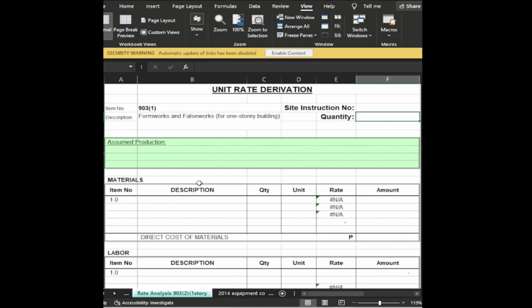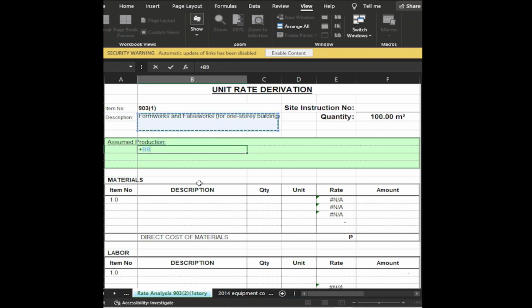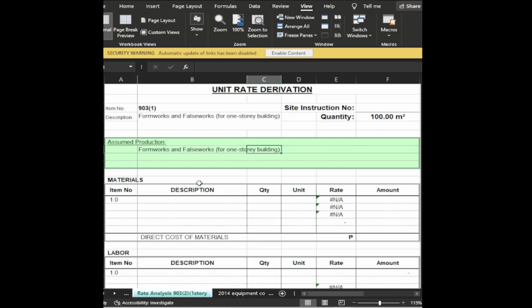So we will assume that our quantity again is 100 square meter, because this is formwork, so we are using 1 square meter for our unit. So description, then our assumed production is 3.24 square meter per hour.